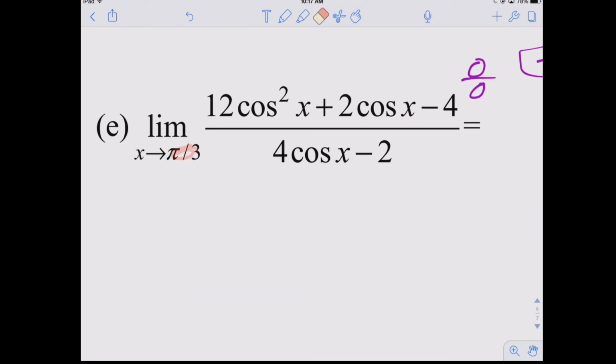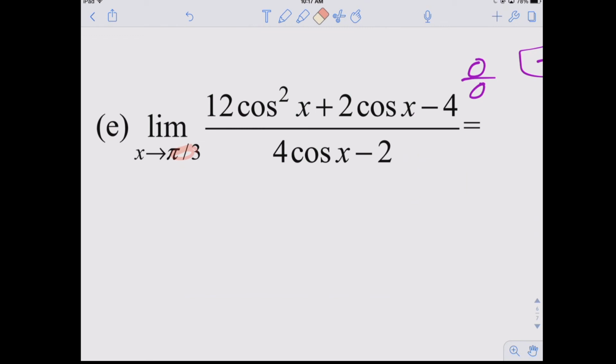Are we going to be able to use the trig limits that we memorized as x goes to 0? No, because again, we're going to pi thirds, and none of these are shifted over to pi thirds. Can we put everything in terms of sine and cosine? That got the party started last time. What's that?